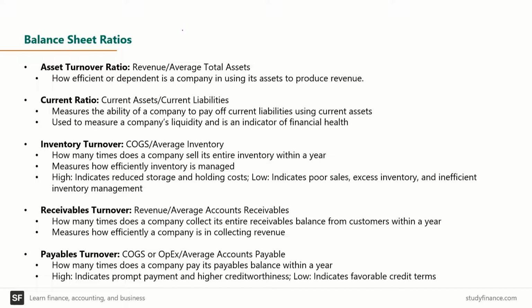So payables turnover ratio measures how many times a company can pay its payables back within a year. A high payables turnover ratio can indicate that the company is prompt in paying back its suppliers and has high creditworthiness. A low ratio can indicate that the company has the clout to demand favorable terms. Walmart is notorious for stretching its payables, and that doesn't mean that a company is not creditworthy.